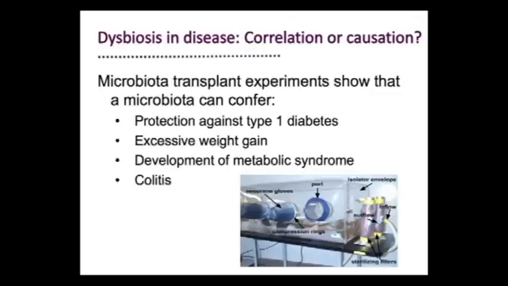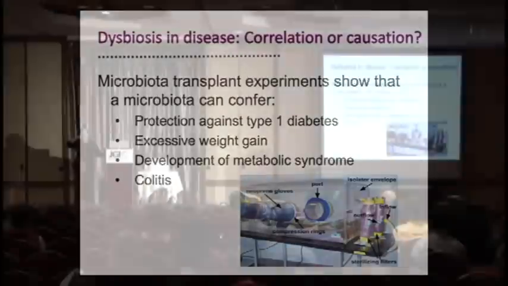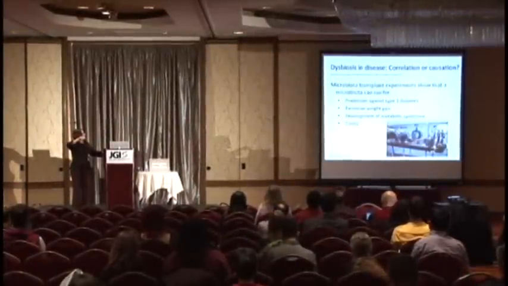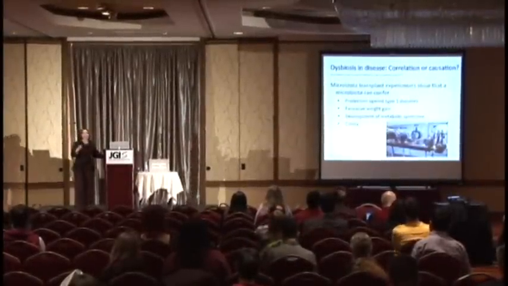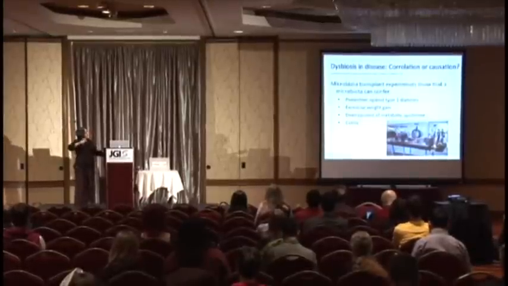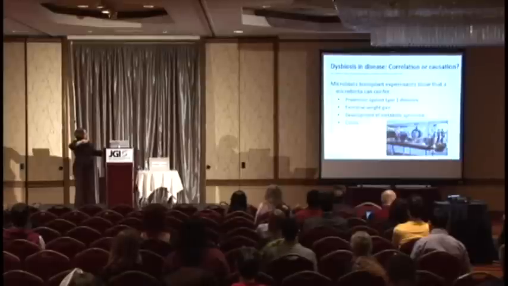So for instance, we worked on non-obese diabetic mice that could be protected against the onset of diabetes by a particular microbiota. Work with Jeff Gordon that we did on obesity showed that obese-associated microbiotas led mice to gain excessive weight compared to microbiotas from lean animals.